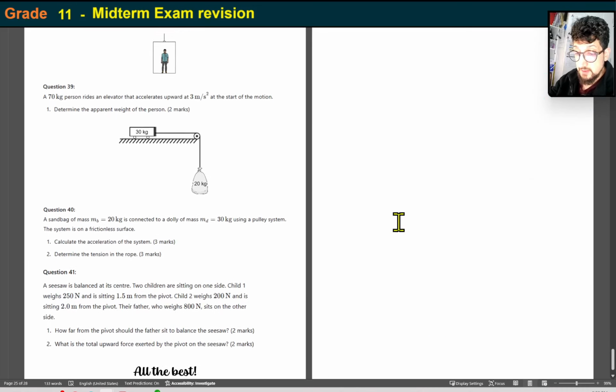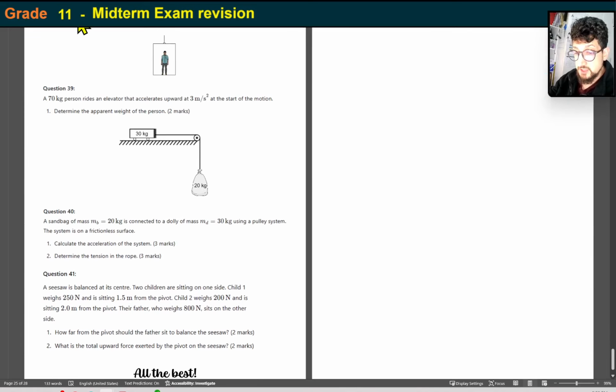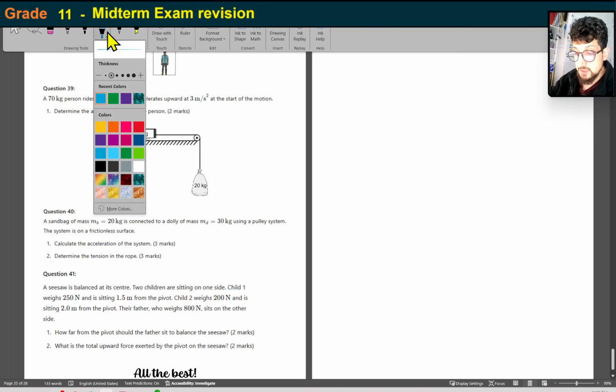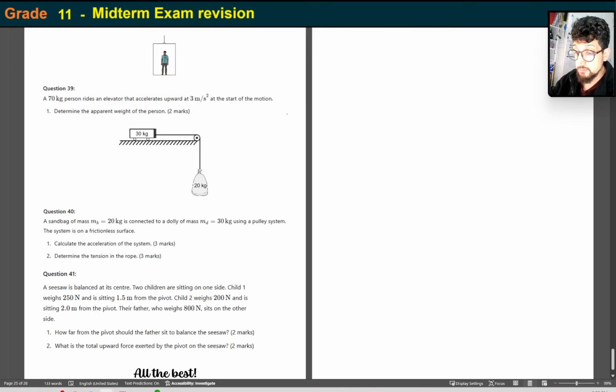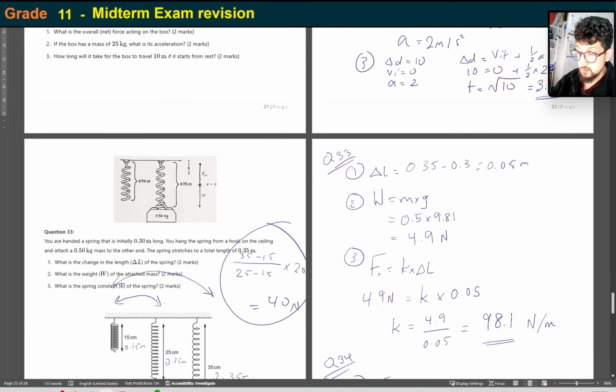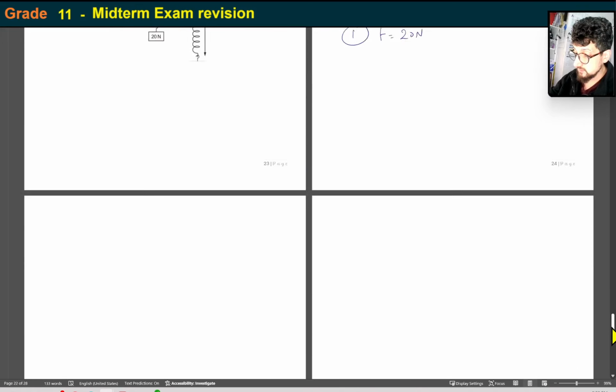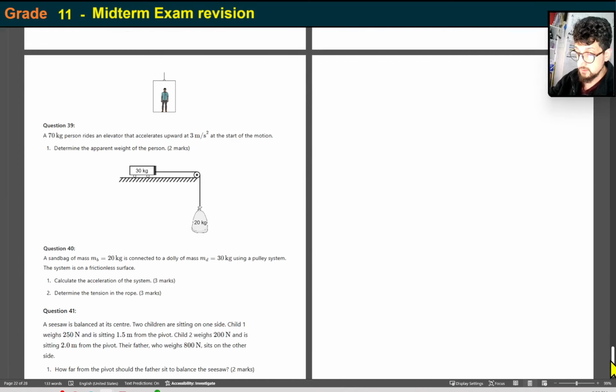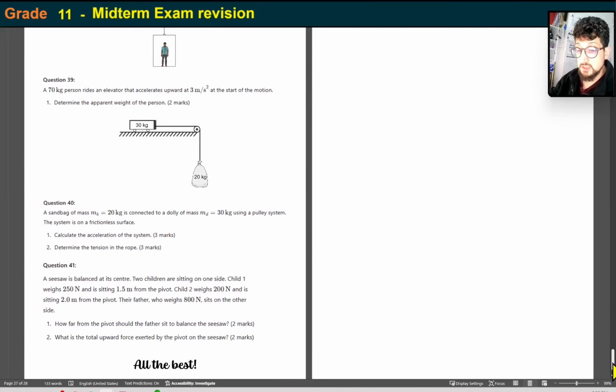We're nearly there. Let's change the color. I think this warrants changing the color once again. Plum, let's go with plum. Here we go. A 70 kilogram person rides an elevator that accelerates upwards at 3 meters per second squared. At the start of the motion, determine the apparent weight of the person.